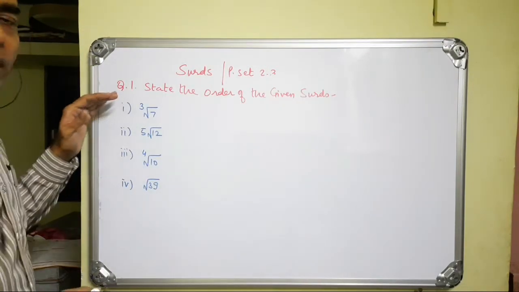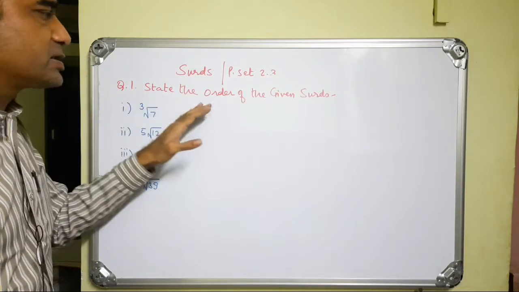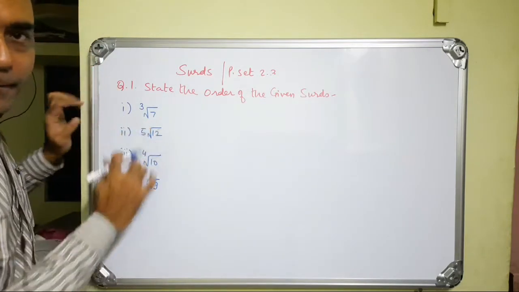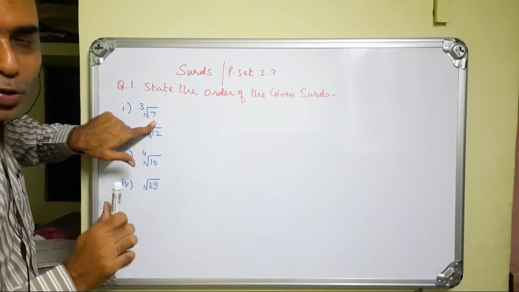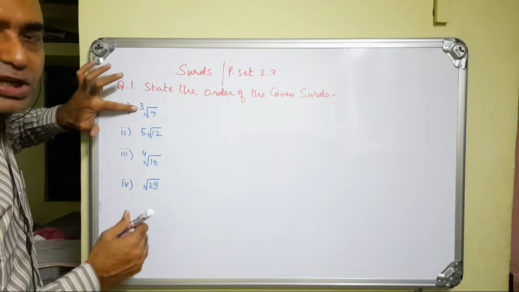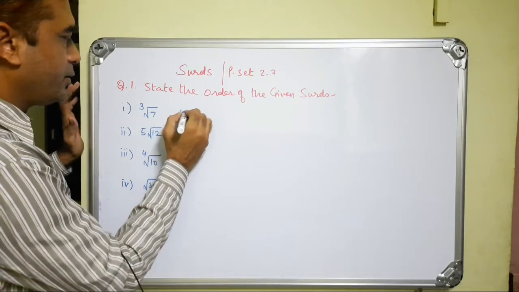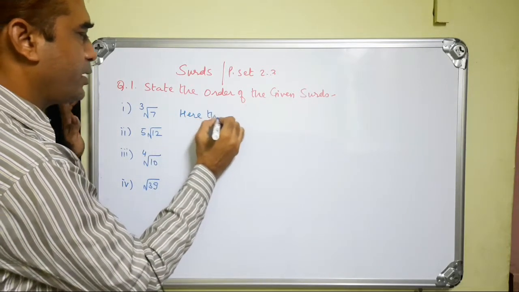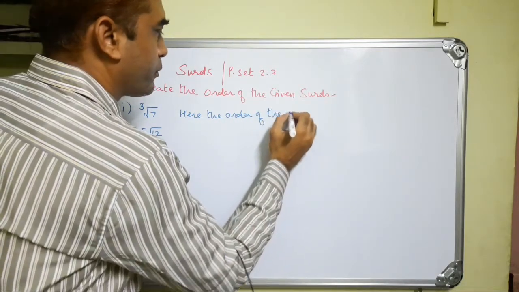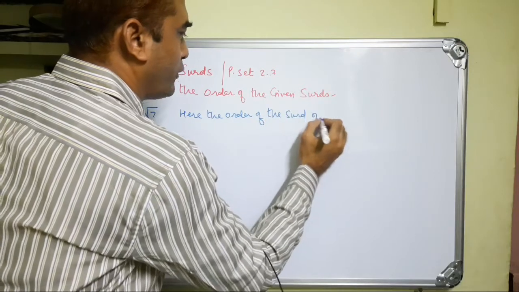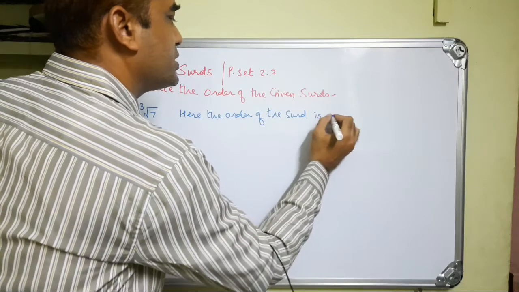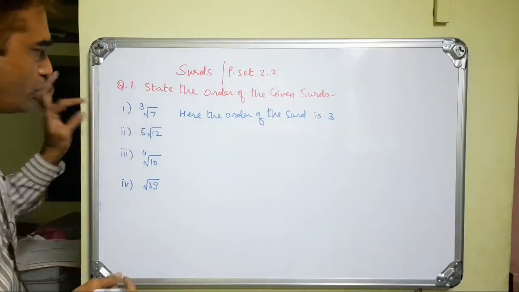Now question number 1 in practice set 2.3 is: state the order of the given surds. Now what is the order here? Is 7 the order? No, 7 is the radicand. Then what is the order? Order is 3. Here the order of the surd is 3. Simple.